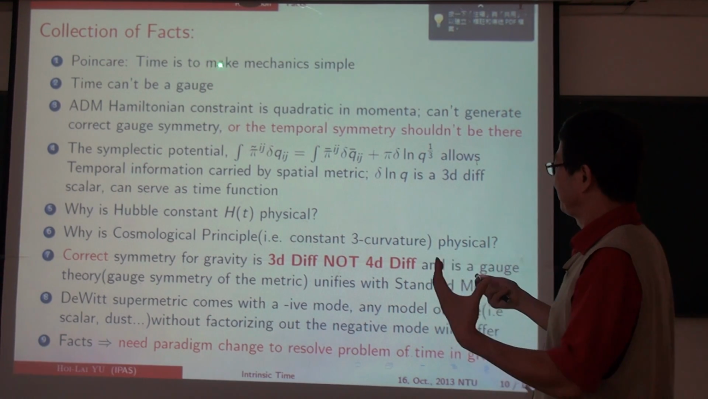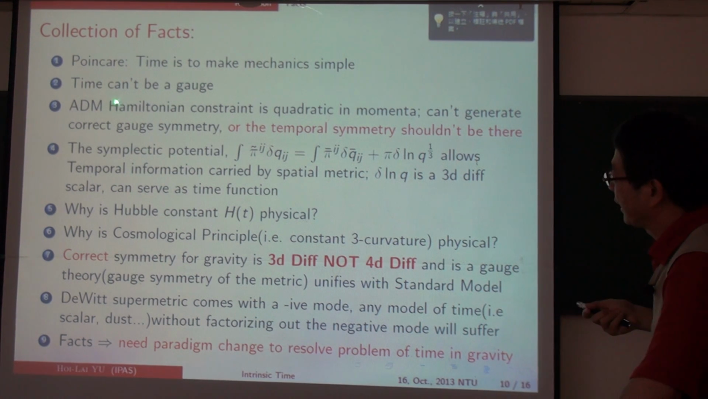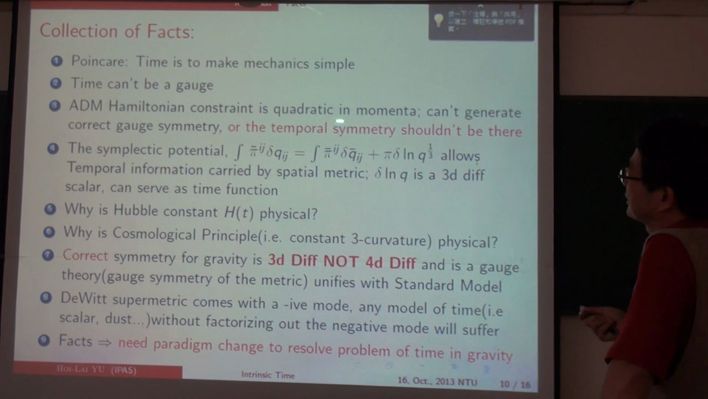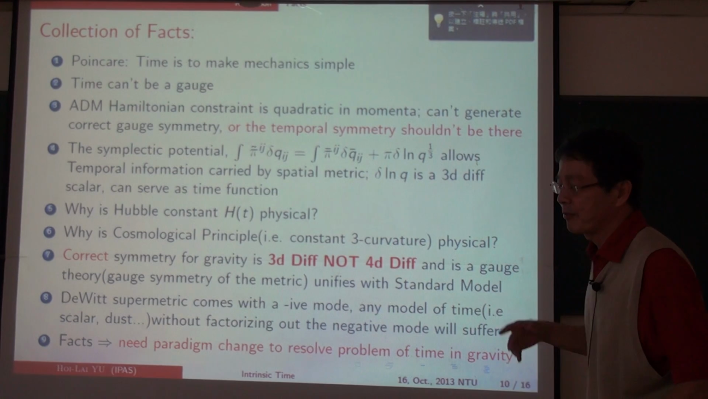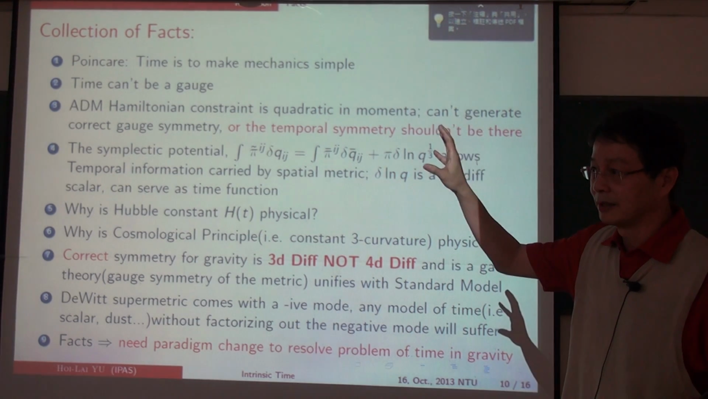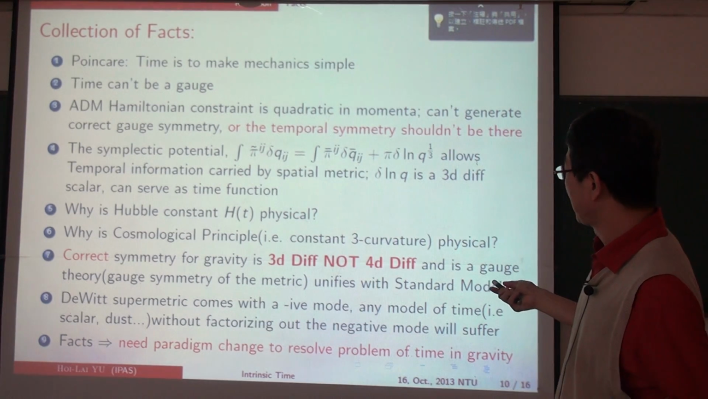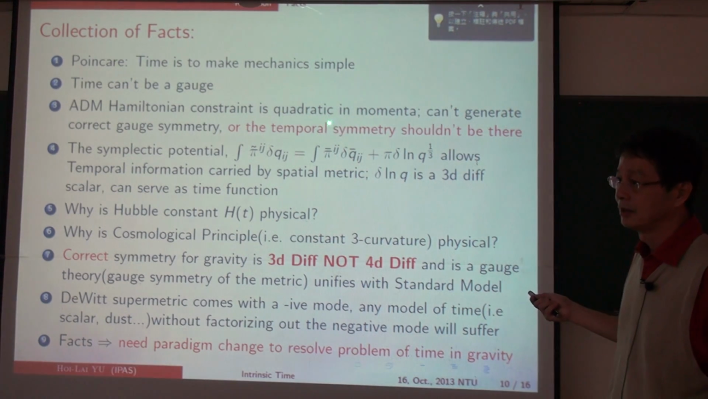So we need something more solid. And then the ideal Hamiltonian is quadratic in momentum. It cannot generate the correct gauge transformation. This is important. For example, Gauss law is divergence of E, where E is the canonical momentum of A. It's first order in canonical momentum. But in GR, the Hamiltonian constraint is quadratic in momentum.